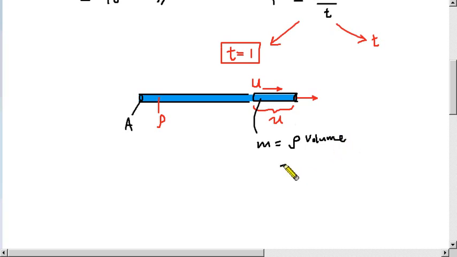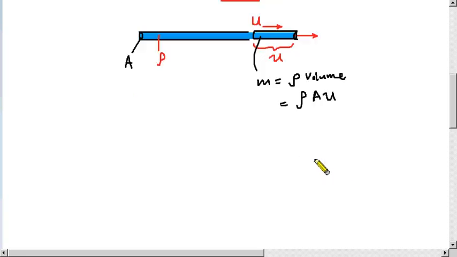So what is the volume here? Cross-sectional area A times the length u. The length is u. So that is the volume of a cylinder. So now we know the mass per second.